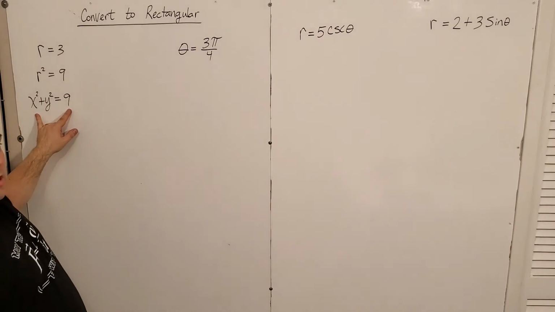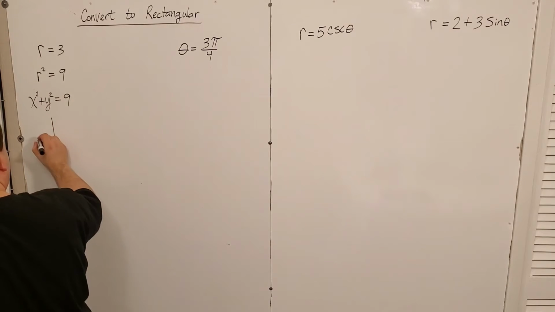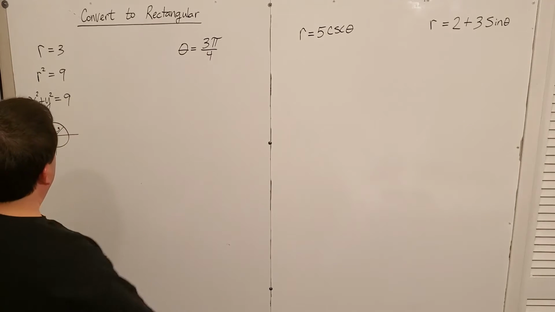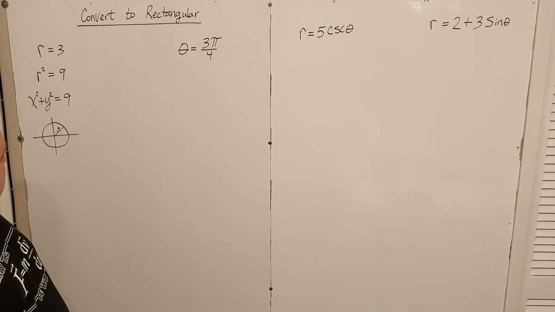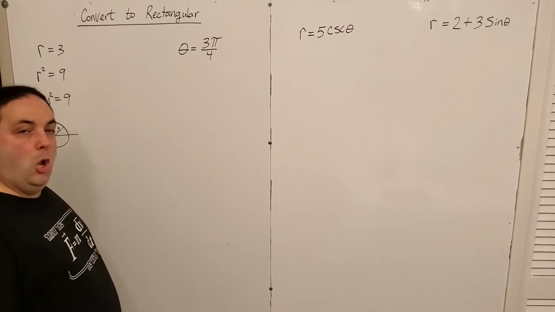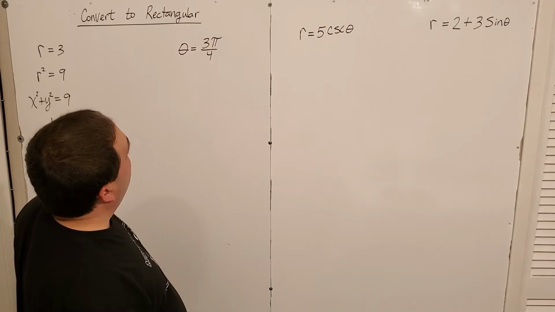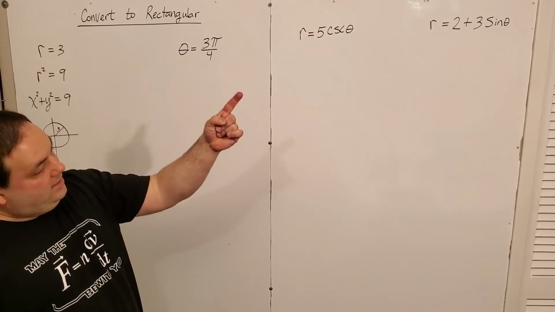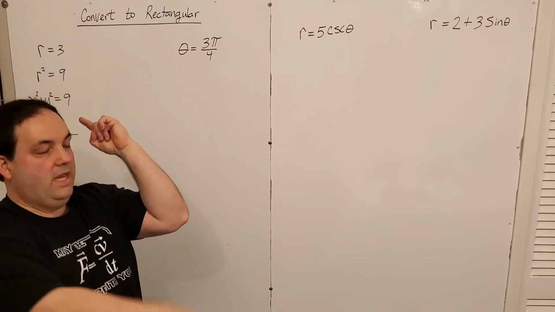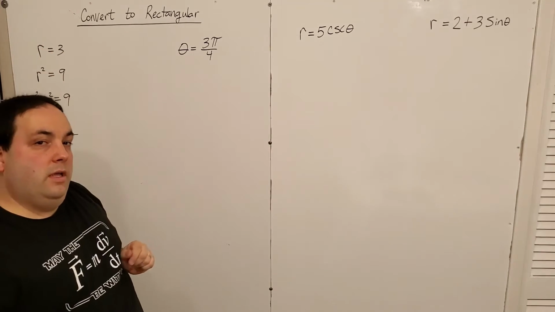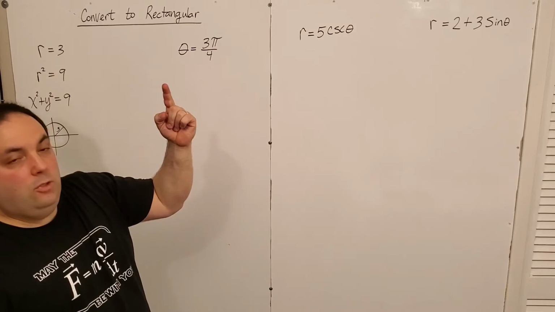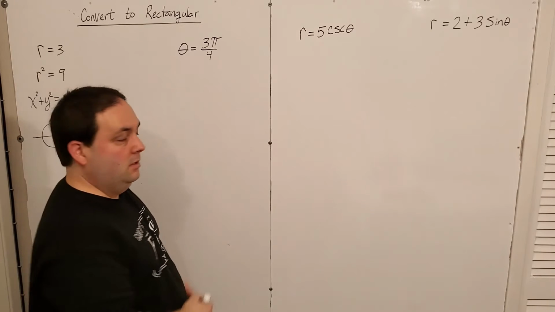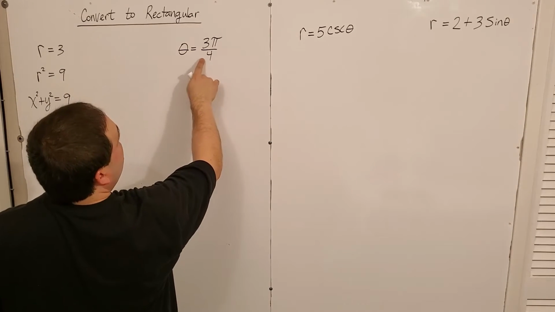And that's the rectangular equation for a circle of radius 3 centered at the origin. Theta equals 3 pi over 4. What does that mean? It means theta is always this angle, but r can be anything it wants, so it ends up being a line. You pick a certain angle, and then you let r be whatever it wants, but theta never changes. For this one, take the tangent of both sides.